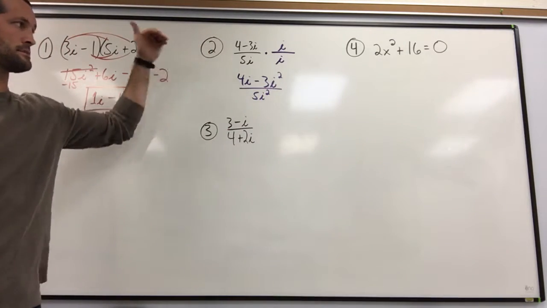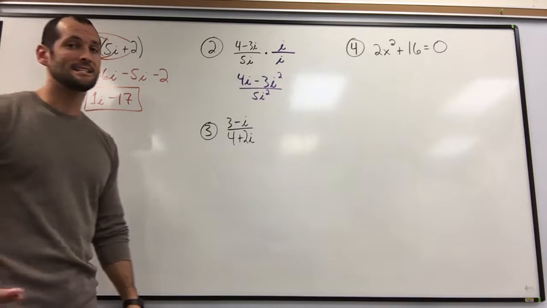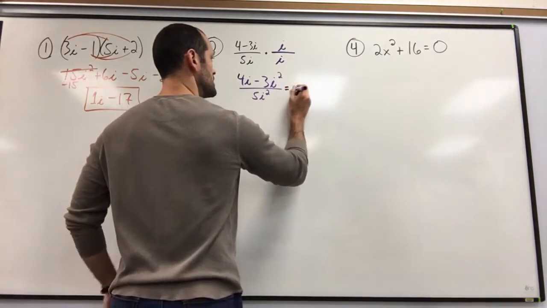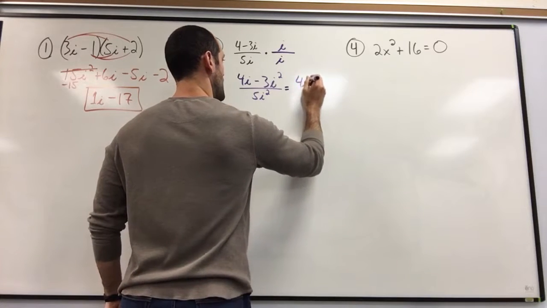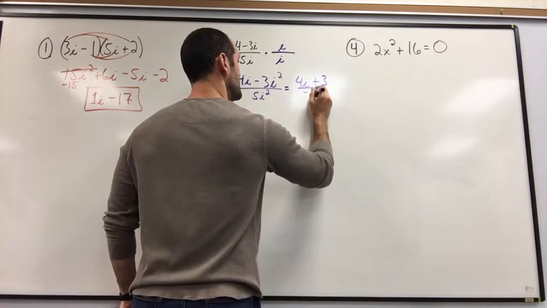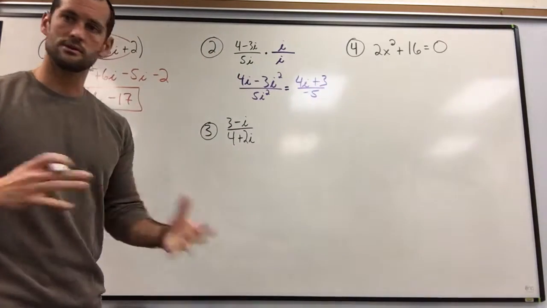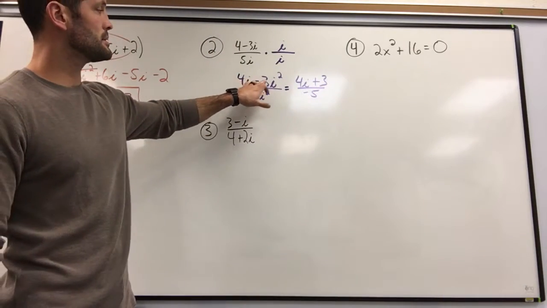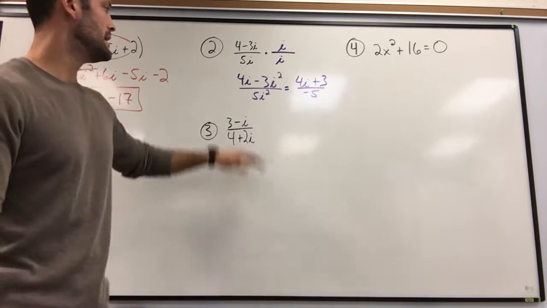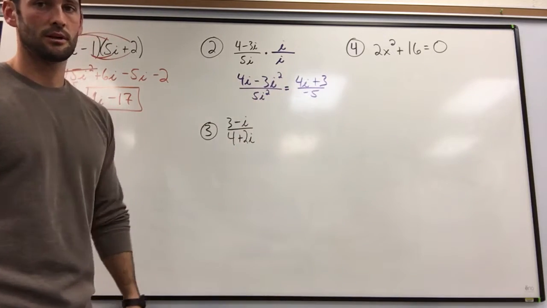Simple multiplication, tops, bottoms. Now, again, I see those i squareds that I like to get rid of. It's a -1, so this really becomes 4i plus 3 over -5. Just so we understand how that happened: -3 times a -1. Remember, i squared representing -1. On the bottom, 5 times -1.